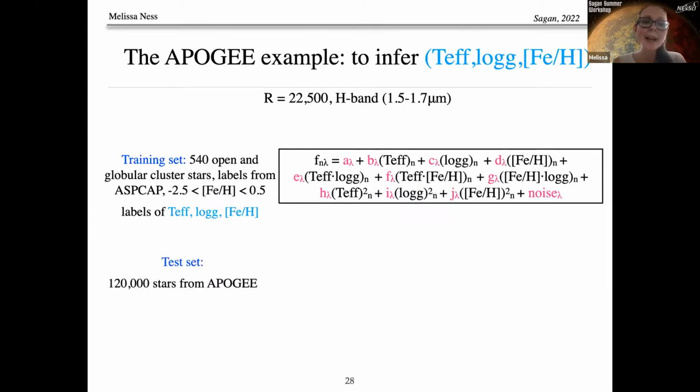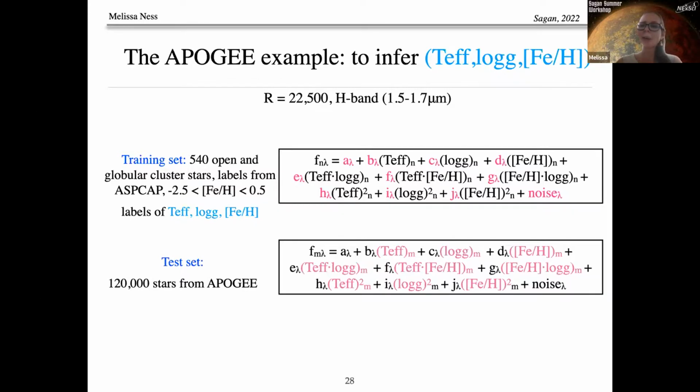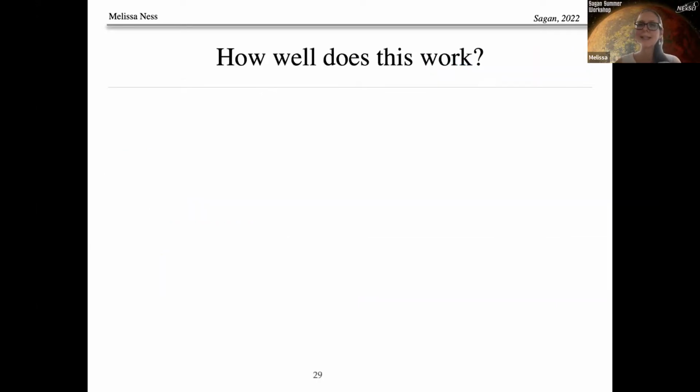The test set is 120,000 stars from APOGEE, and we're going to use the exact same equation. This time we know our coefficients. We've just solved for them at training time, and at test time we're going to now solve for our labels of temperature, gravity, and metallicity.